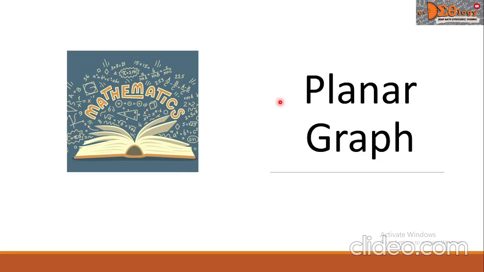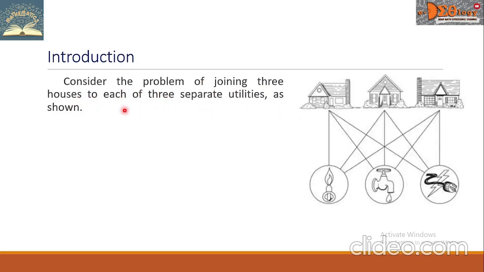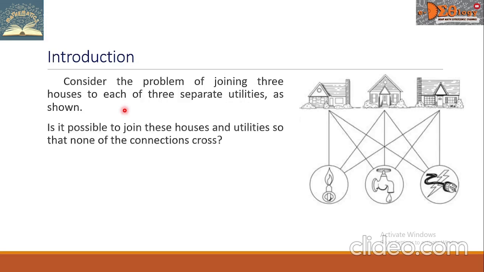Hi everyone. Today we're going to study planar graphs. Consider the problem of joining three houses to each of three separate utilities as shown. Is it possible to join these houses and utilities so that none of the connections cross?